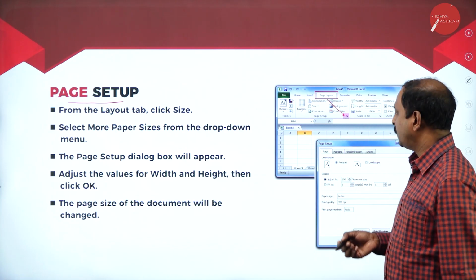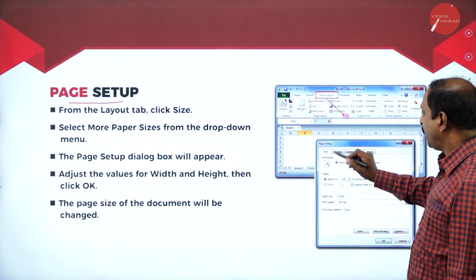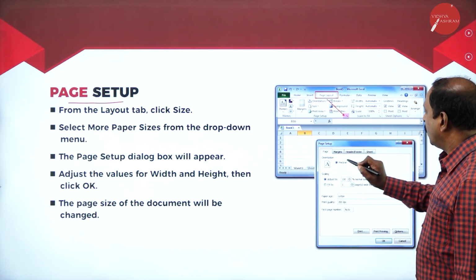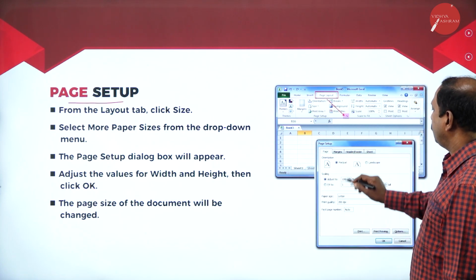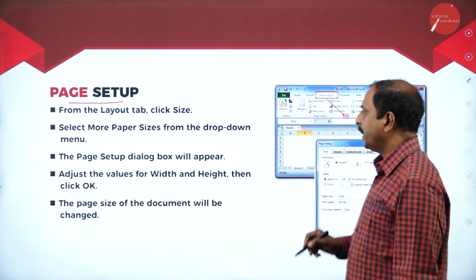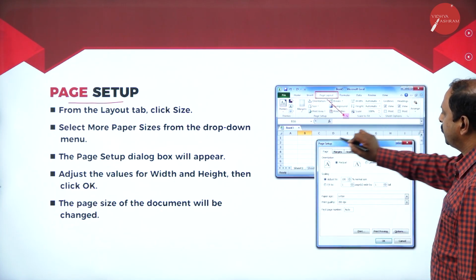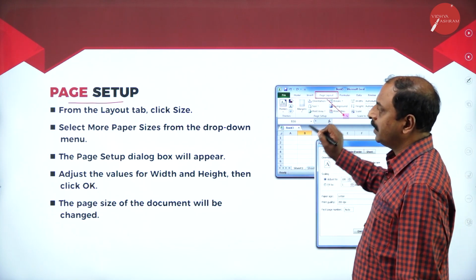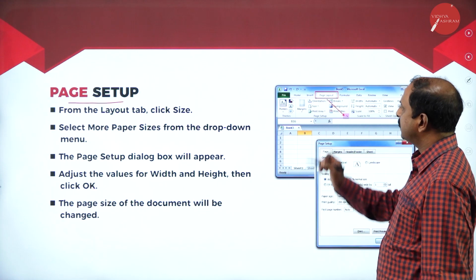With respect to the page, we can set either the orientation, portrait or landscape. Under margin we can set the margin, either left or right margin, and header and footer. All these are the different options for page setup in MS Word. So these are the steps to work with page setup.